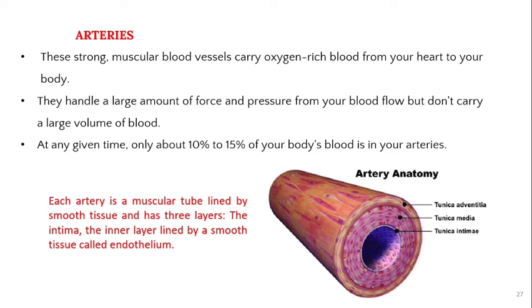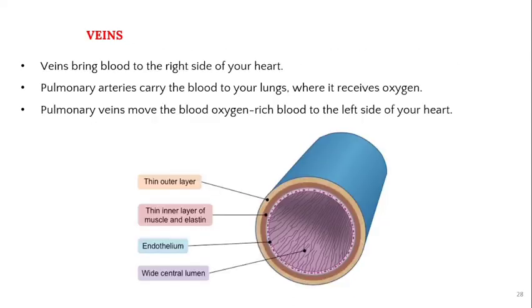Each artery is a muscular tube lined by smooth tissue and has three layers. The intima, the inner layer, is lined by a smooth tissue called the endothelium. Next is the veins. The veins bring blood to the right side of your heart. Pulmonary arteries carry the blood to your lungs where it receives oxygen. And pulmonary veins move the oxygen-rich blood to the left side of your heart.